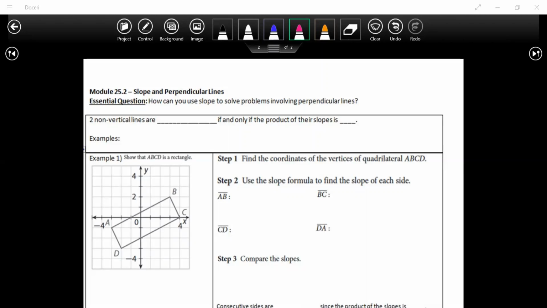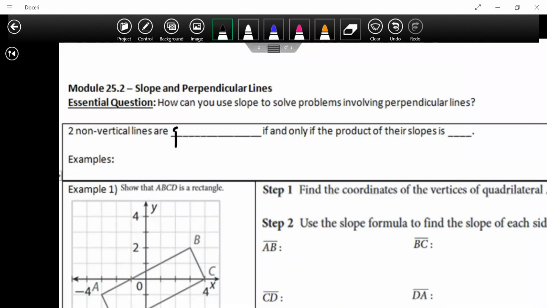Two non-vertical lines are perpendicular. I'm going to abbreviate it because I don't have that much room. Perpendicular if and only if the product of their slopes is -1. What does product mean? Multiplied. So if we take two slopes and multiply them together, and if it gets us -1, they're perpendicular. That's it. Let's just look at a quick example.